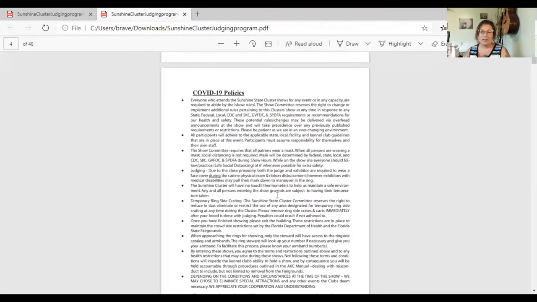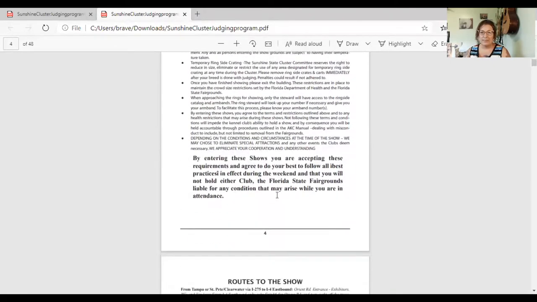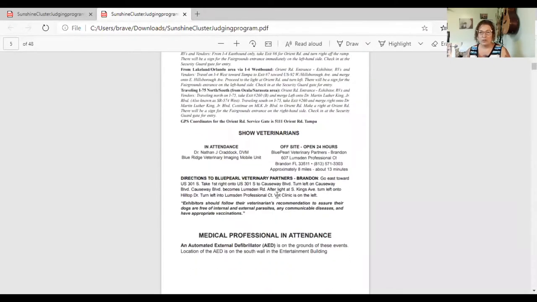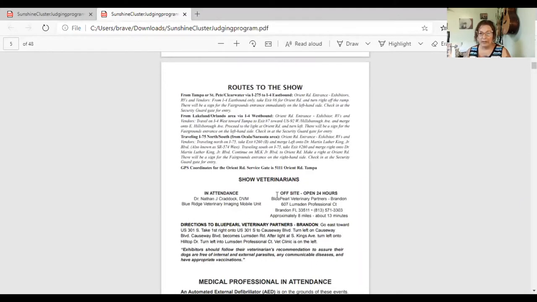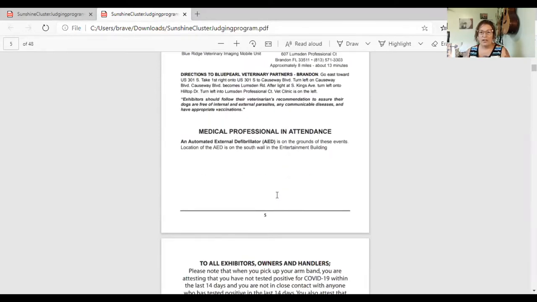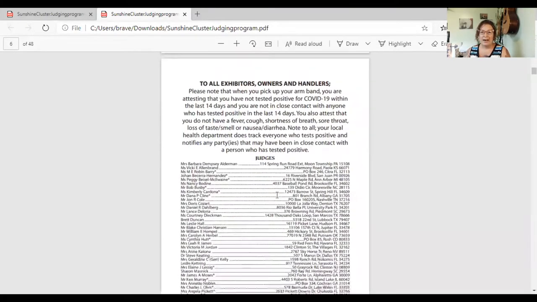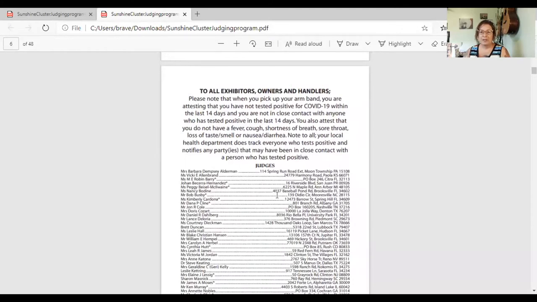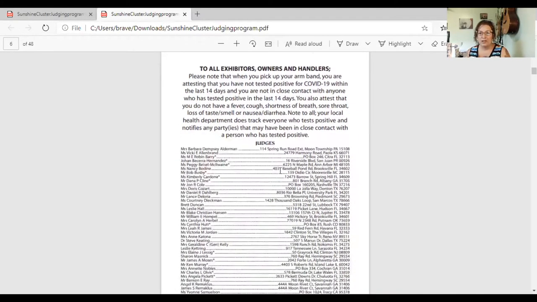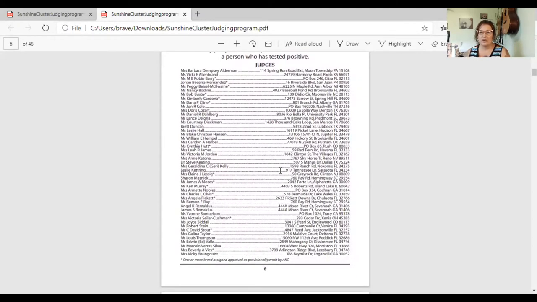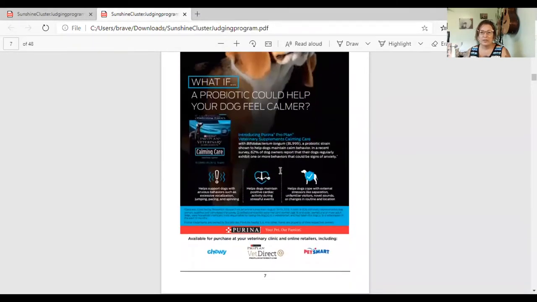This is new: all the COVID-19 policies. You want to make sure you read through those and know how to be in compliance, and please, please follow those rules, because we want to still be able to have shows. In order to do that, people are going to need to follow the rules. Then we've got directions to the show veterinarians, a little bit more information about COVID and some basic stuff. Then you've got a list of all the judges and their addresses. Then we've got some ads.